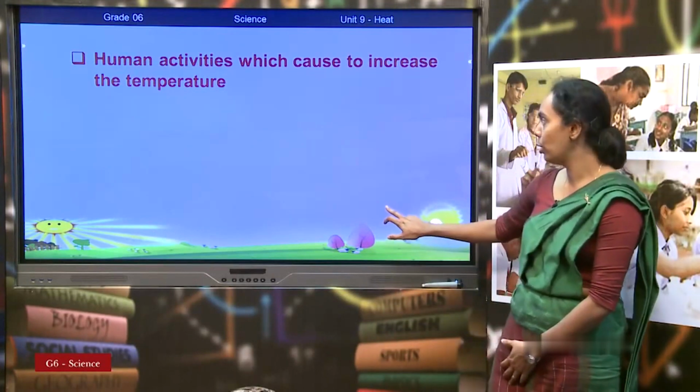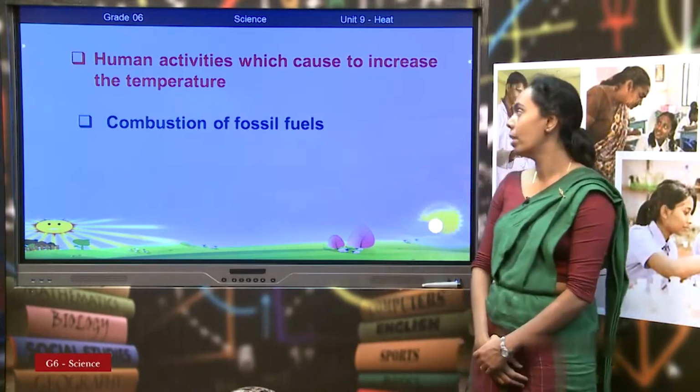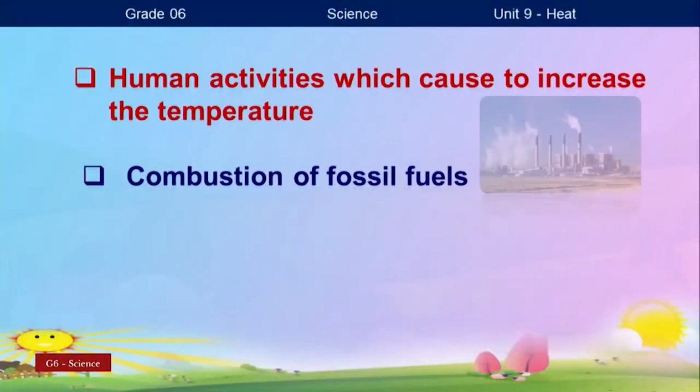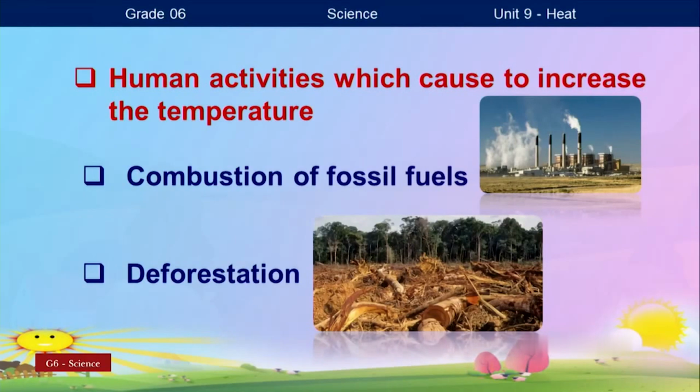The human activities which cause an increase in temperature are, the main one, combustion of fossil fuels. Here, you know, fossil fuels are petrol, diesel, kerosene oil and LP gas. The second human activity which causes an increase in temperature is deforestation. Deforestation means cutting down trees in jungles.